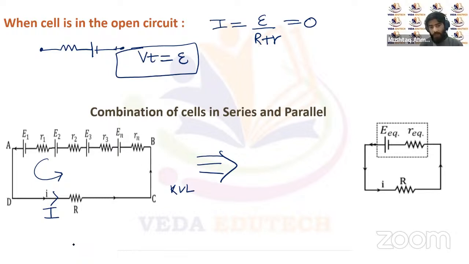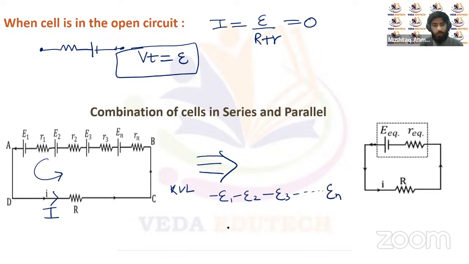It means that if we apply the KVL in this loop, we'll be facing the negative terminal of this battery. It will be minus E1, minus E2, minus E3, and so on up to En.